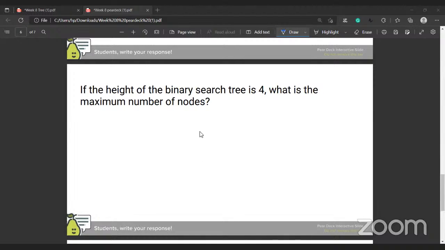Okay, so maximum, you got the right answer. If the height is 0, then the maximum number of nodes is 2 to the power 0 plus 1, minus 1, equal to 1. If there is height 1, then the maximum number of nodes is 2 to the power 1 plus 1, minus 1, equal to 3.